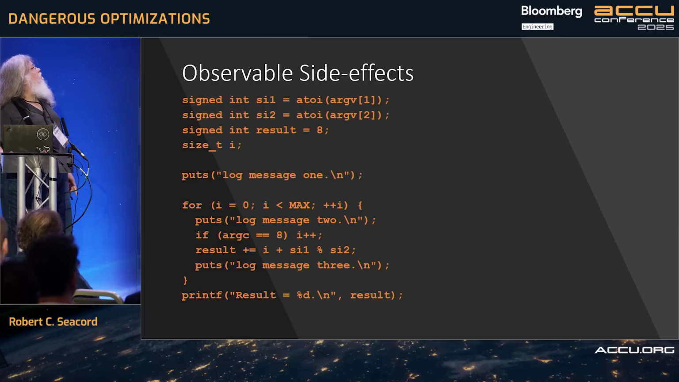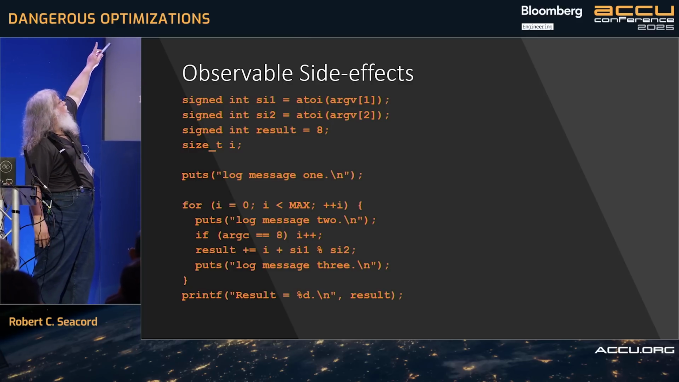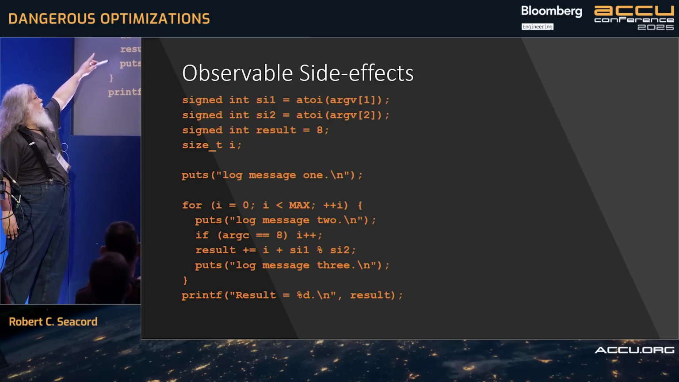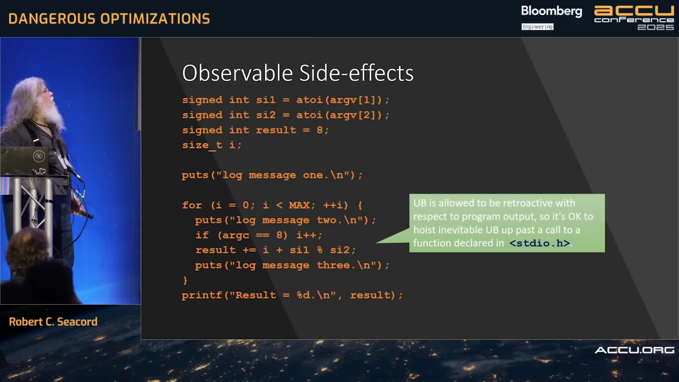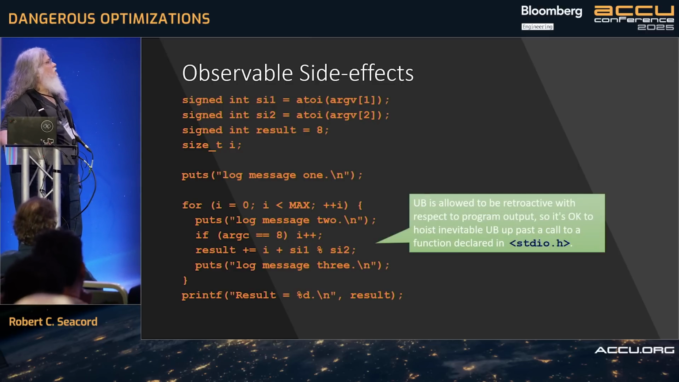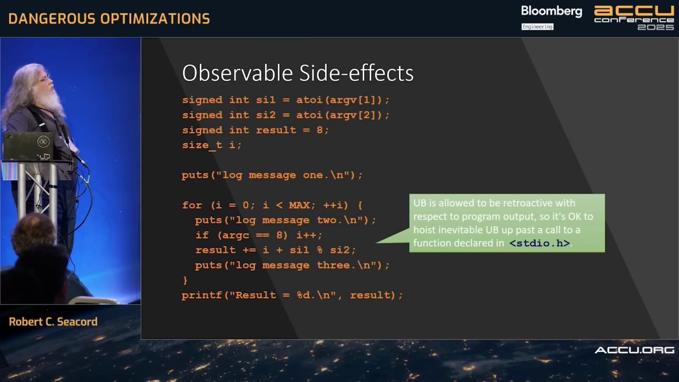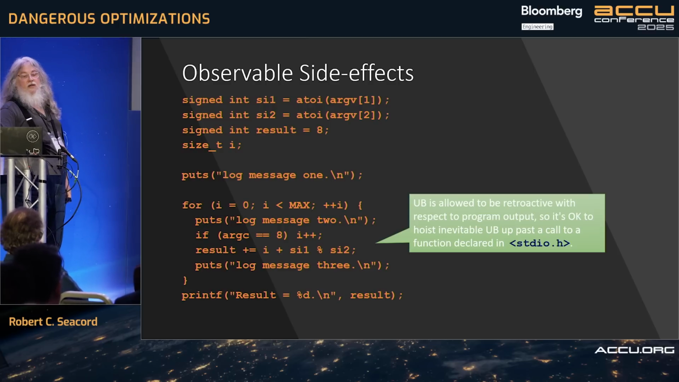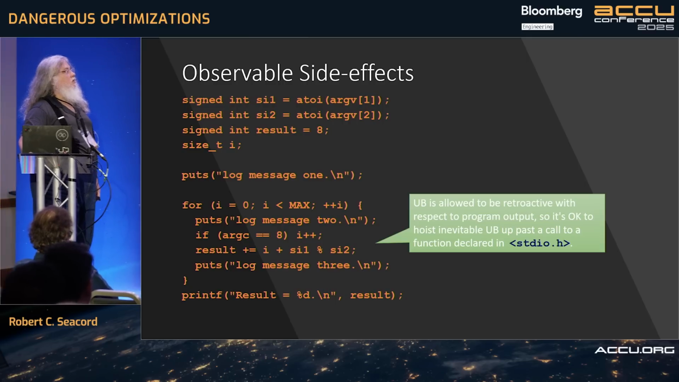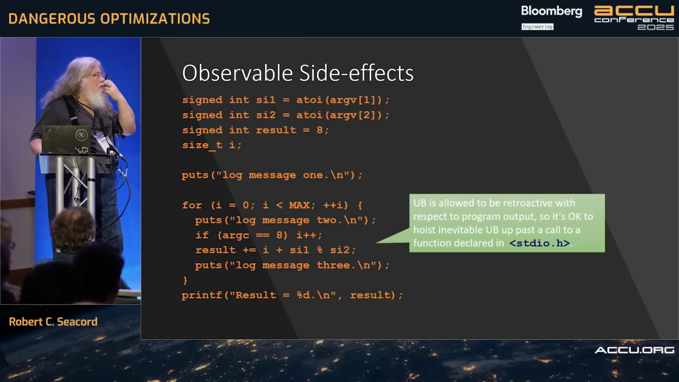So we had this question about observable side effects. So we took the same program and we inserted log message 1 before the loop, log message 2 just inside the loop, and log message 3 after the UB. And we sort of asked the question, how much can UB move around? And the answer was, it's allowed to be retroactive with respect to program output, so it's okay to hoist inevitable UB that's definitely going to occur at some point in the execution, up past a call to a function declared in standard IO.